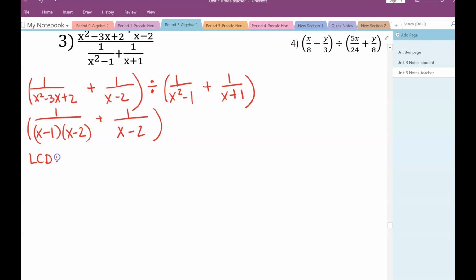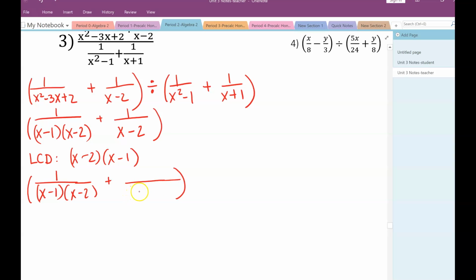On LCD, y'all, what is the LCD for that first set of quantity? X minus 2 times a quantity of? Perfect. Do we need to do anything at all for that first fraction? Nope. Copy it down. 1 over x minus 1 times x minus 2. Do we need to do anything for the second fraction? Yes. What are we going to multiply to the denominator? X minus 1. What we multiply to the denominator, we must multiply to the top. 1 times x minus 1 is x minus 1.